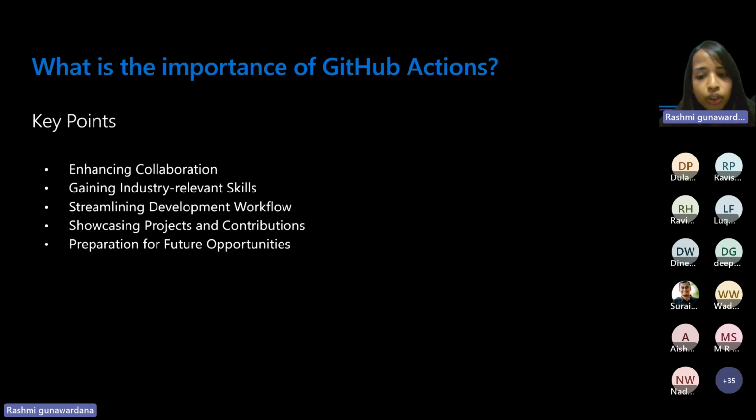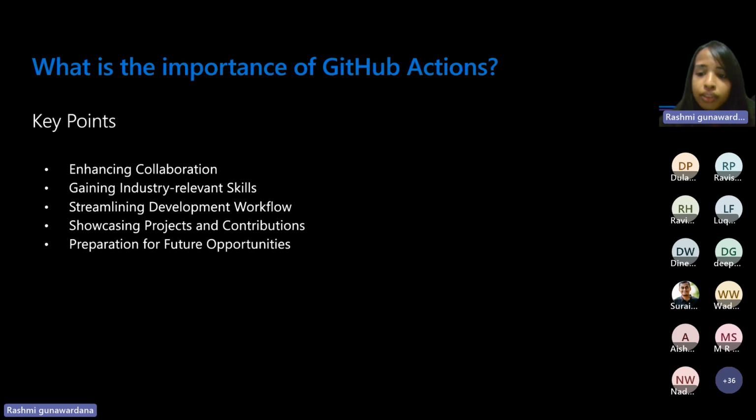GitHub Actions is actually widely used in industry for continuous integration, deployment, and automation. By learning GitHub Actions and getting hands-on experience as an undergraduate student, we can acquire practical skills that are highly valued by employers. These skills can demonstrate our ability to work with modern development tools and showcase our commitment to adopting industry-based practices.